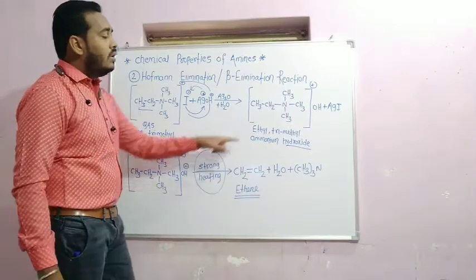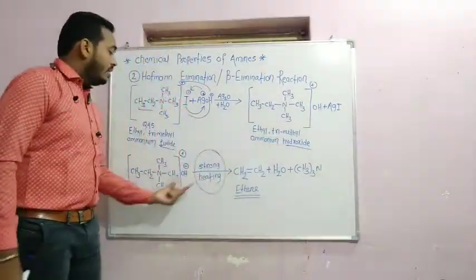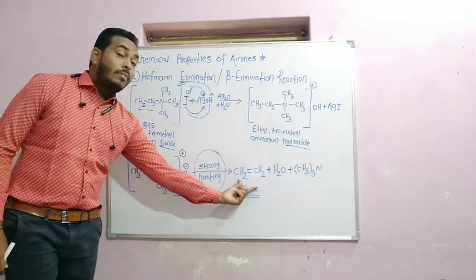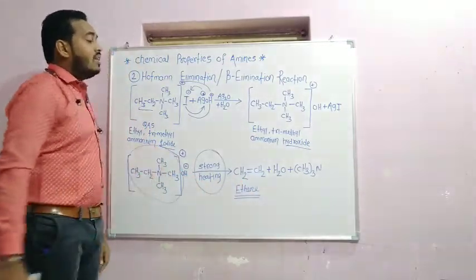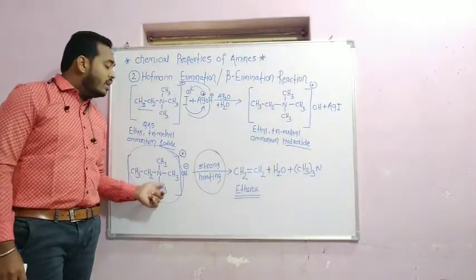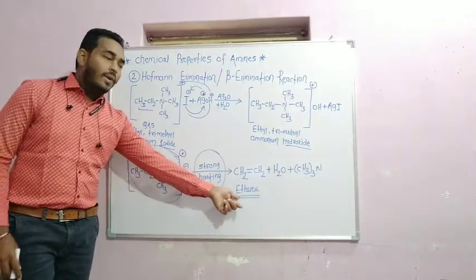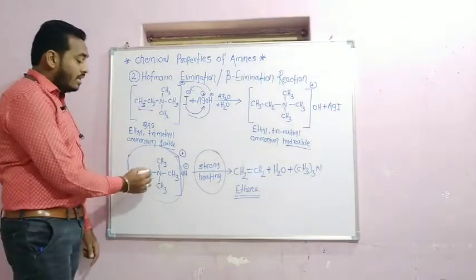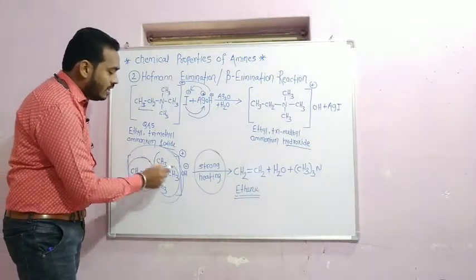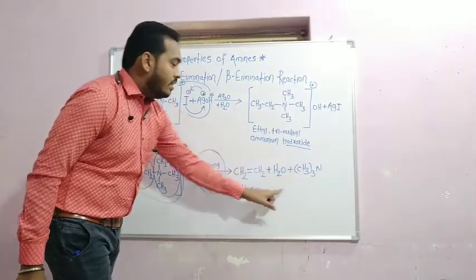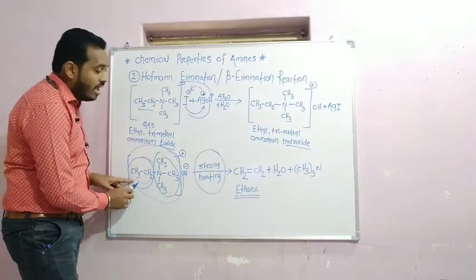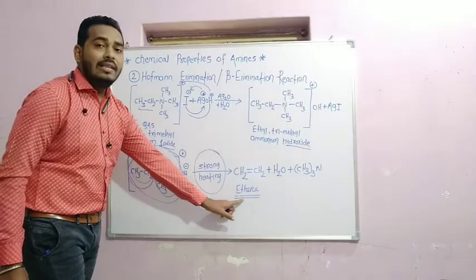Also, ethyl trimethyl ammonium hydroxide is strongly heated. Then ethene is obtained. When we do this strong heating of ethyl trimethyl ammonium hydroxide, what happens? It undergoes beta elimination, and then ethene is obtained. Beta elimination is possible like this, and the N(CH3)3 goes off as the tertiary amine, and the alkene is obtained, that is ethene.